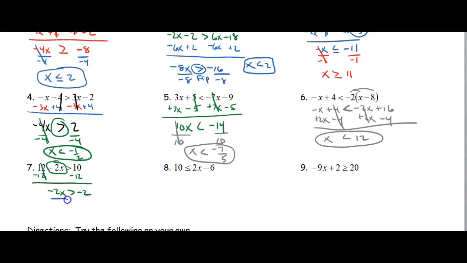To get x by itself here, I have to divide by negative 2. And since I divided by a negative, do I have to flip the inequality sign? Yes. So x is less than positive 1. And you are done.